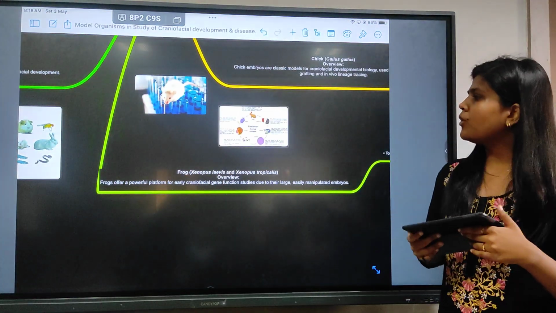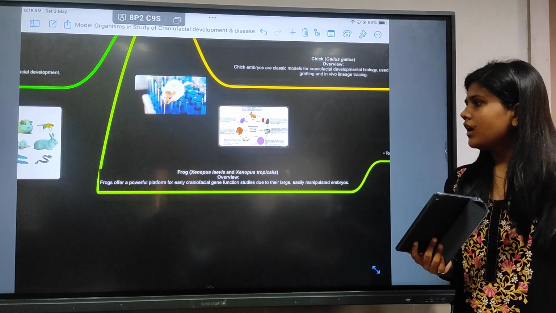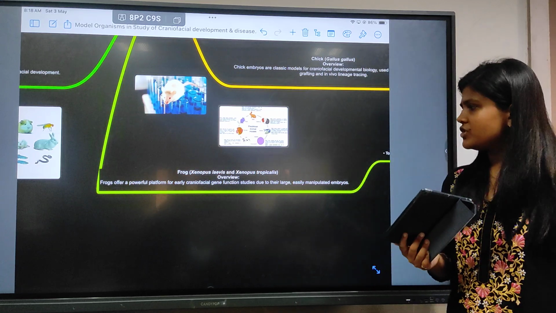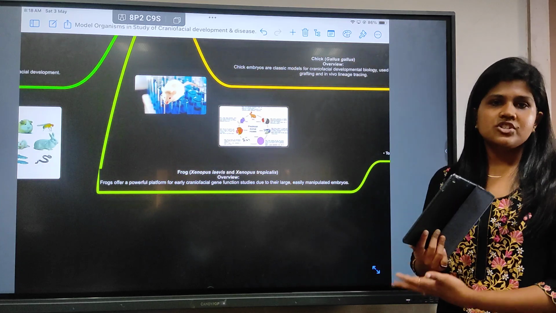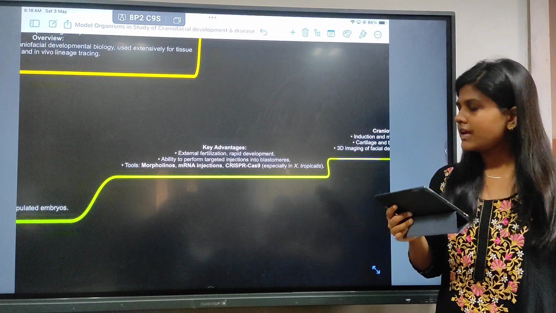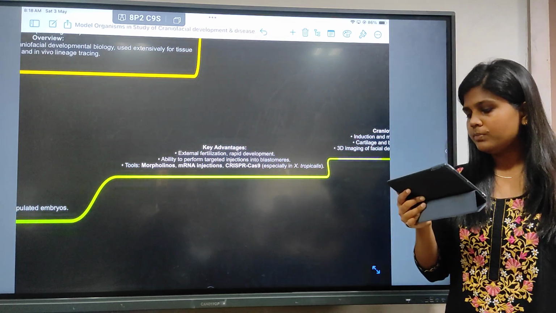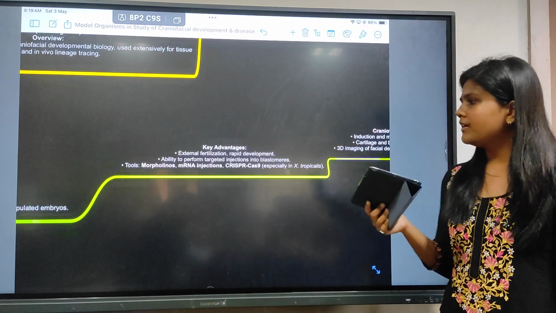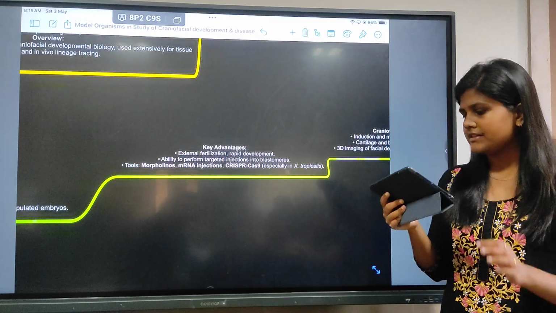So the next model will be the frog, Xenopus laevis, which actually offers a powerful platform for early craniofacial gene function studies due to their large, easily manipulated embryos, similar to the chick which we saw. The advantages are external fertilization and rapid development, and the ability to perform targeted injections into the blastomere stage. The tools are morpholinos, similar to the zebrafish model, mRNA injections, and CRISPR-Cas9, especially in X. tropicalis.